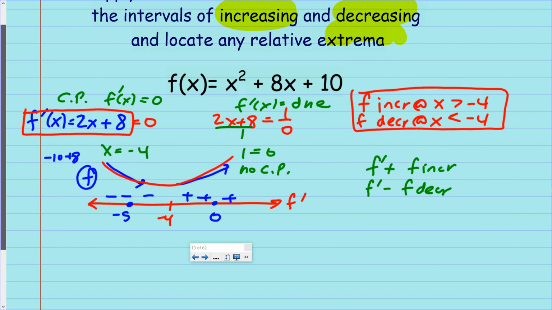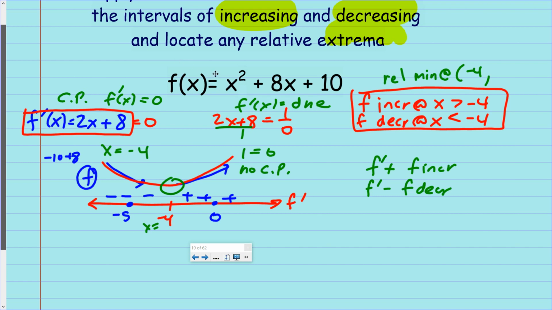The other thing they're asking is, where is any relative max or min? Do you have a relative max or min? You do. So you'll say there's a relative min at x equals negative 4. Make sure you understand all these numbers you put down here are x numbers. What's your y number? If I know my x number, do I know my y number? Yeah, you just plug it into this right here.